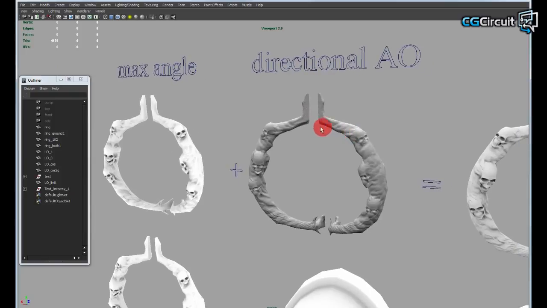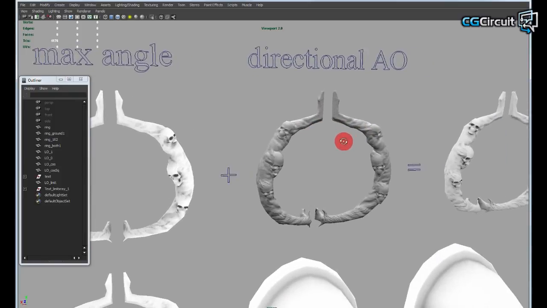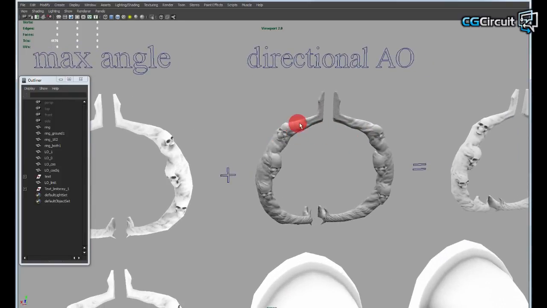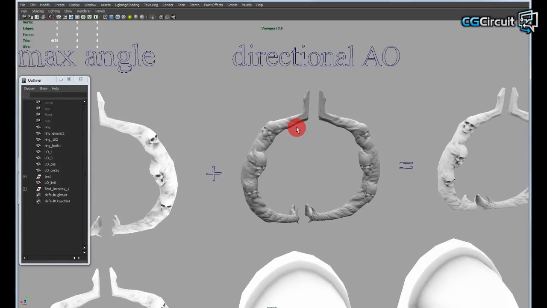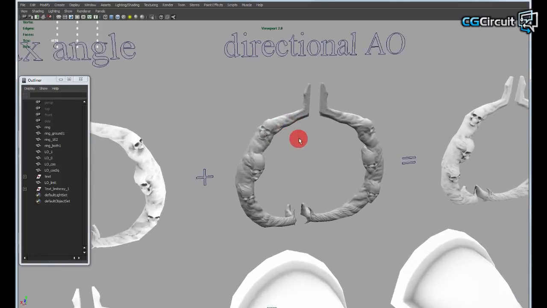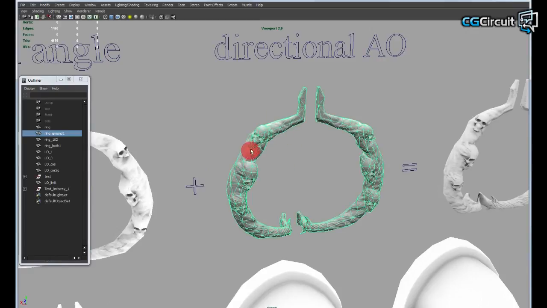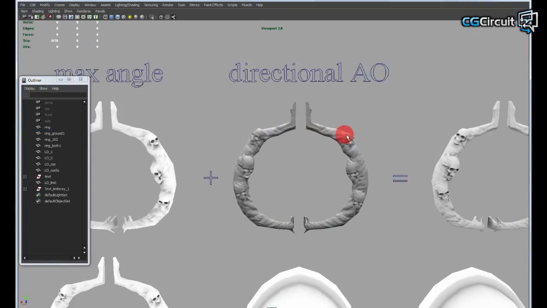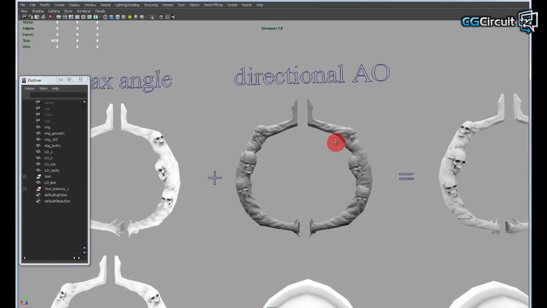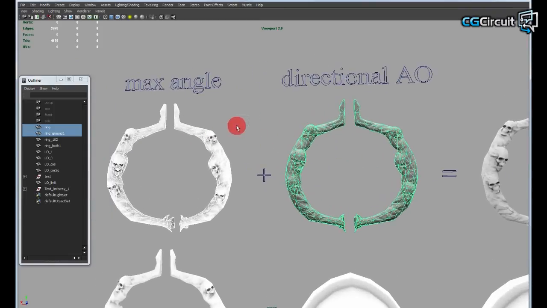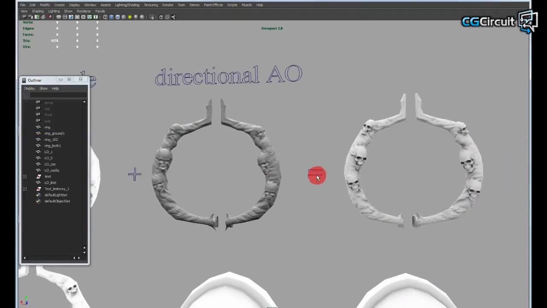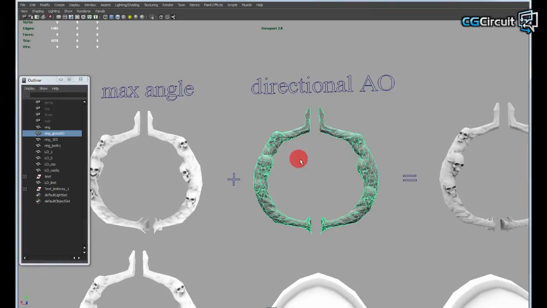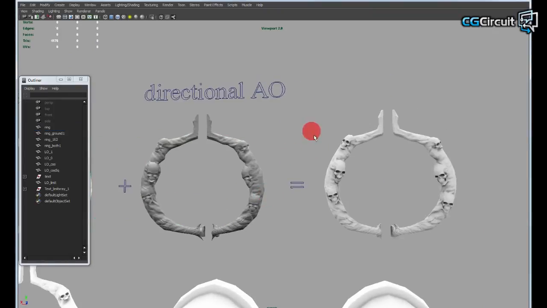However, there are some game engines that don't have a really nice lighting engine, but they still use normal maps. And in that situation, I do use a bit of this directional AO. And sometimes what I'll do is I'll add these together. Like I'll bake one normally, and I'll bake one with directional. And this is it with the directional at 50% opacity on top of this max angle.